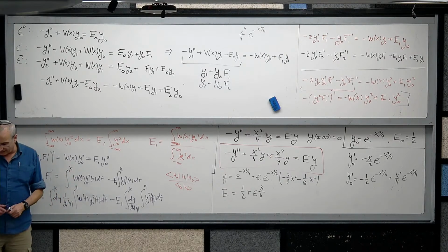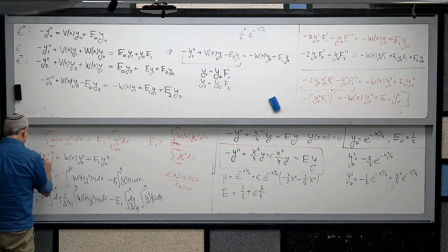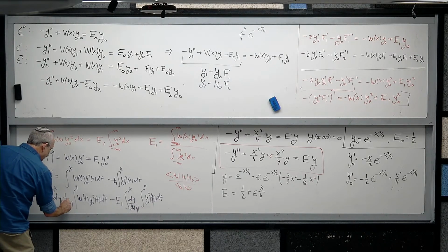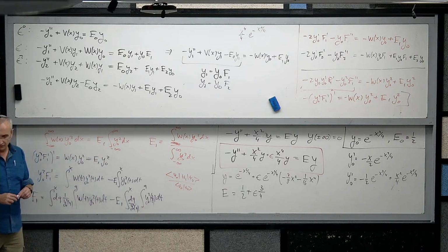Now, what are the boundaries? Shouldn't it be y naught squared in all of them? Yes, this one is squared, and this one is squared, and this one is squared. Okay, thank you very much.